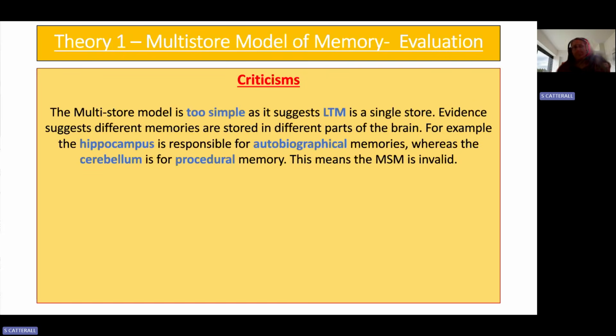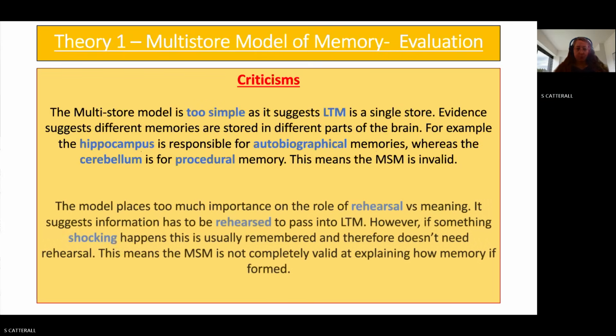And so therefore, in actual fact, rather than the hippocampus, which is a little bit iffy, you might put something like the frontal lobe for autobiographical memories, or episodic memories. And then the cerebellum is procedural memory. And because we've clearly got more than one type of long-term memory, it's not a single store. So that means the multi-store model can't be valid.